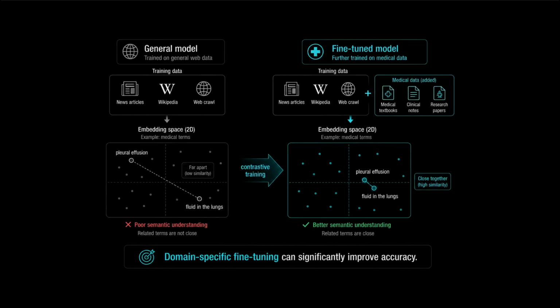So the solution is fine-tuning. You take a base embedding model and continue training it on your domain-specific data, using examples of what should be similar and what shouldn't. This is called contrastive learning, and it can dramatically improve performance for specialized use cases. It's not always necessary, but it's worth knowing the option exists.